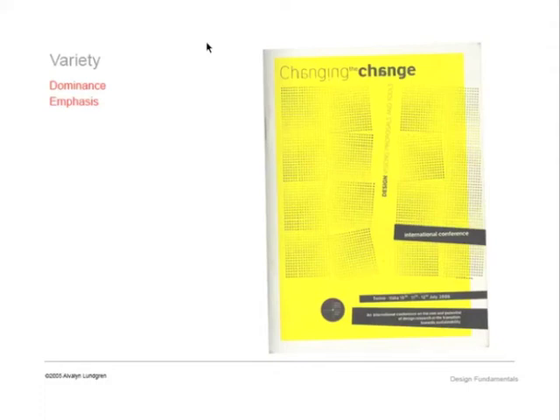Another way to create variety is through the use of what we call dominance and emphasis. Dominance, of course, means that something is greater than something else, that it basically rules over something else. And the idea of dominance in design is in quantity, not in scale. So it's a very important understanding. Something being larger than something else doesn't mean that it's dominant except in scale. In the design, the dominance is the greater proportion or the greater quantity of occurrence.